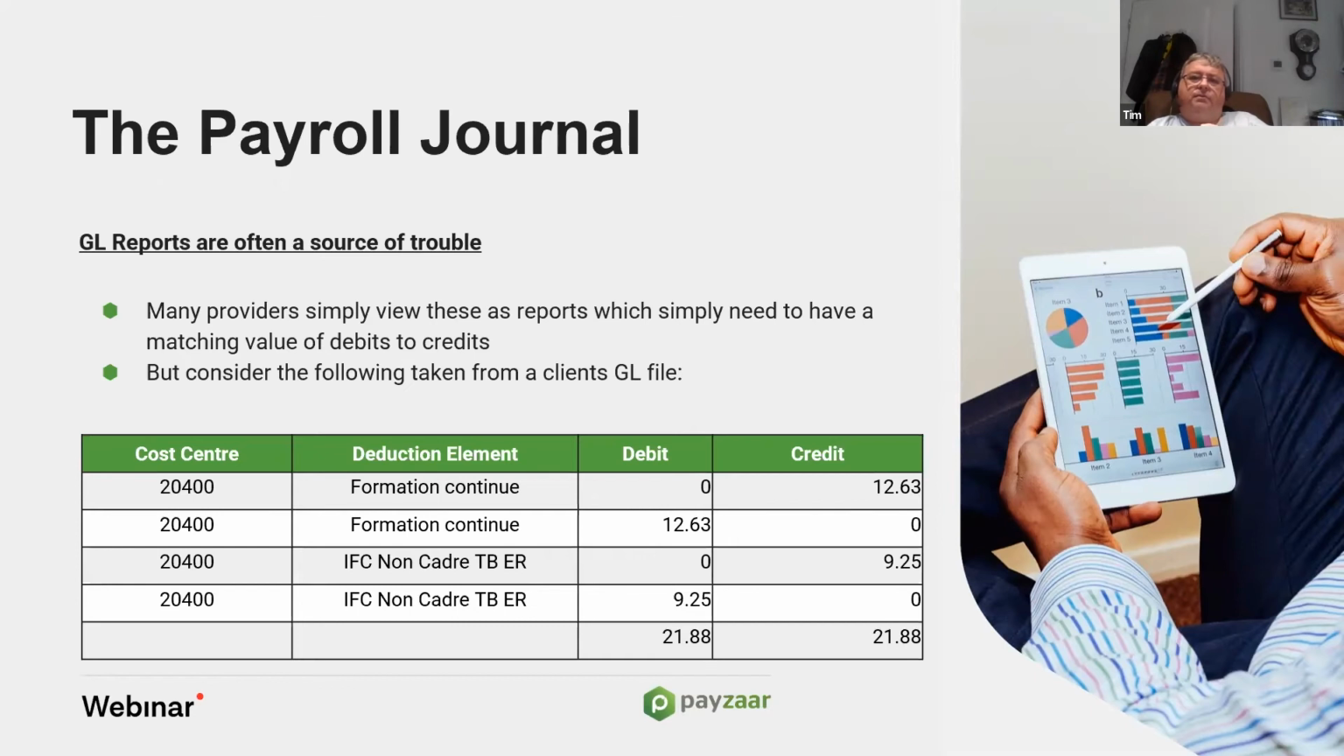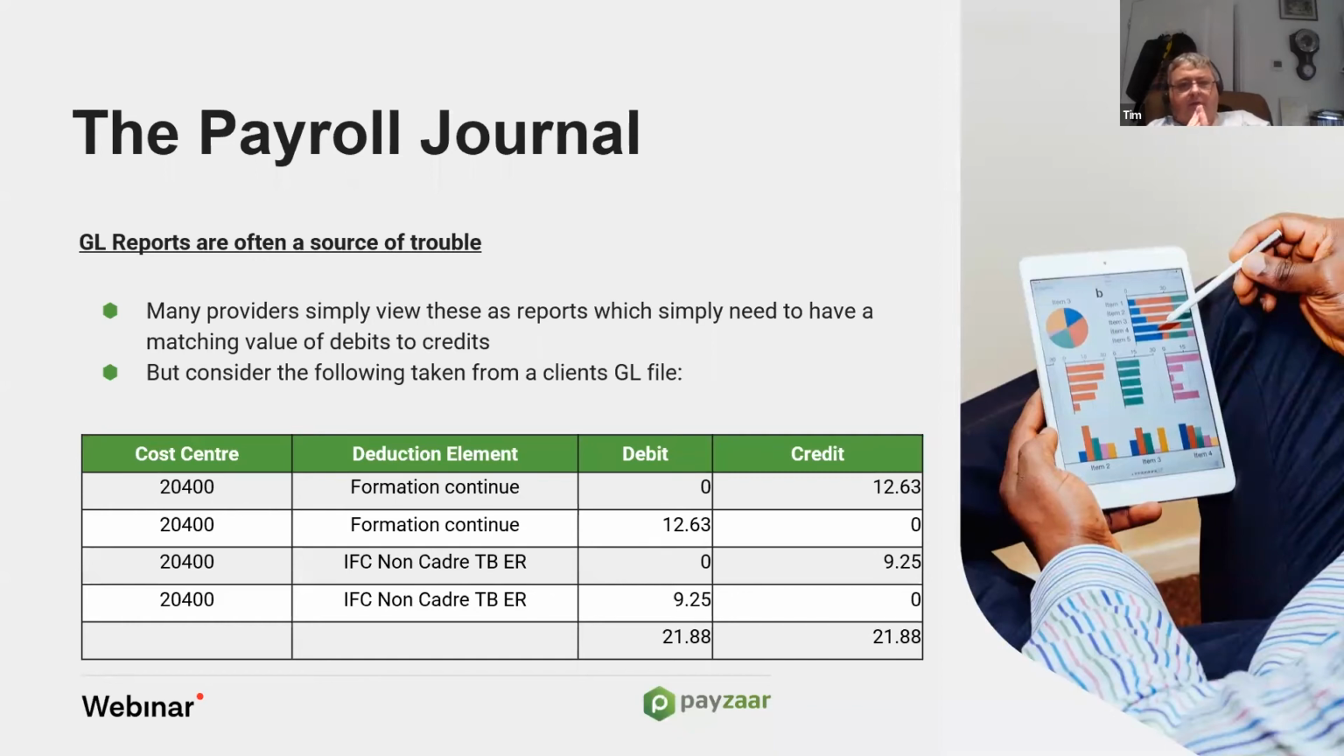And the way to approach these documents is to realize that many of the providers out there, even though they may be accounting firms themselves, simply view your GL report as that. It's a report, and all they've got to do is basically make sure that the total debits match the total credits and it balances. That is not true. They need to understand exactly what the journal is doing. Now, I've taken this extract.